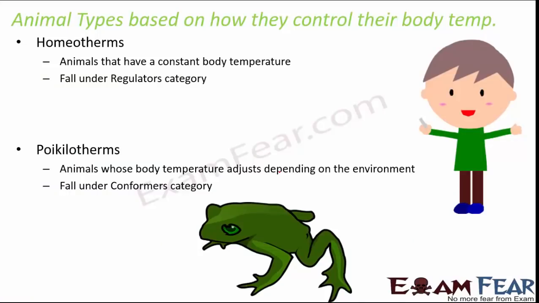Then let's talk about the types of animals based on how they control their body temperature. Homeotherms have a constant body temperature. Homo means same. So they basically fall under the regulators category because they are regulating their body temperature. Poikilotherms, their body temperature adjusts depending on the environment. So body temperature changes with environment.